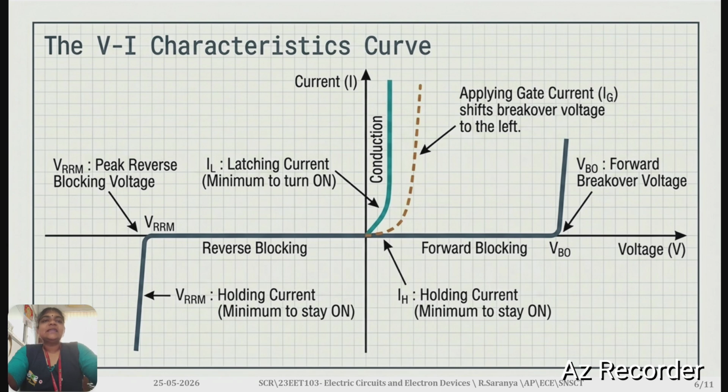This is the VI characteristics curve of an SCR. When we apply the gate current, it shifts the breakover voltage to the left. The forward breakover voltage VBO is shown in the figure, and the holding current is shown as a dotted line. In the reverse block also, the holding current is there, and the peak reverse blocking voltage is also mentioned in the VI characteristics diagram of the SCR.